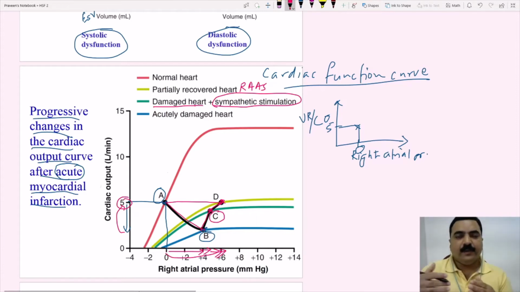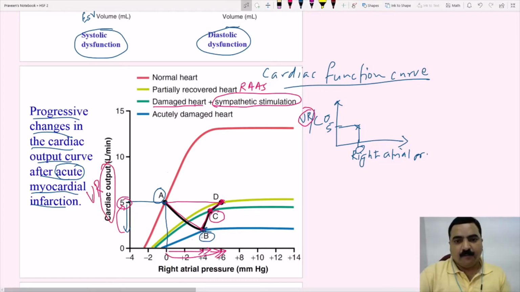So after describing this graph, we will go and describe the non-compensated cardiac failure. First let us finish with the compensated. So now let us look. We have been discussing the right atrial pressure and the venous return and what the problems are. So let's put the venous return on the y-axis instead of the cardiac output and see how the graph will look.